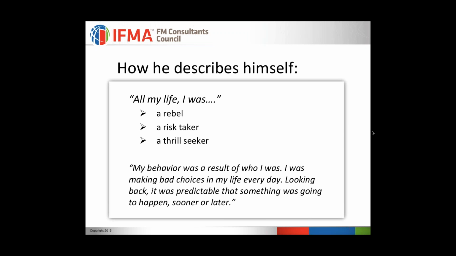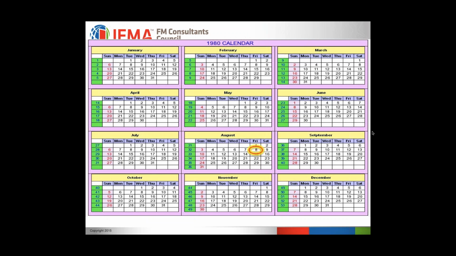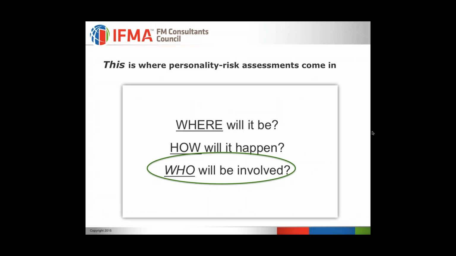So let's go back to this calendar. When we started digging into it with him, he said things were happening all the time. There were incidents, not necessarily daily, but very frequent, and nothing happened until it actually happened. So this is where personality risk assessments come in. It's the who is involved. It's those predictable people acting in predictable ways.